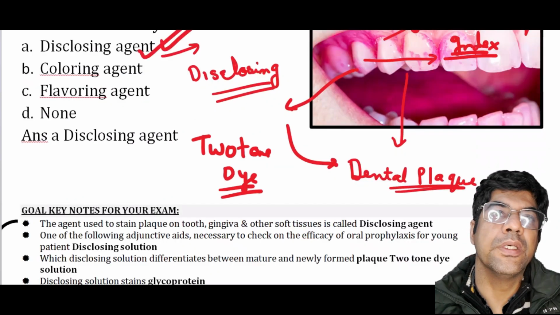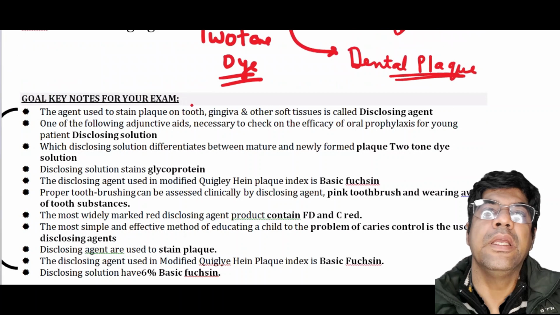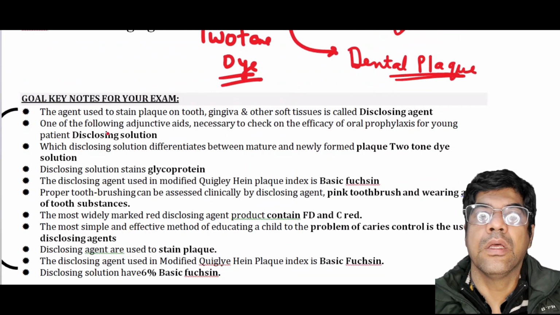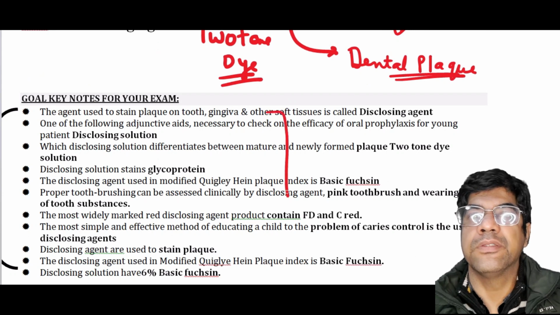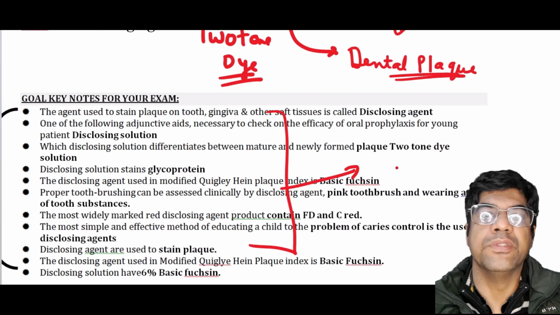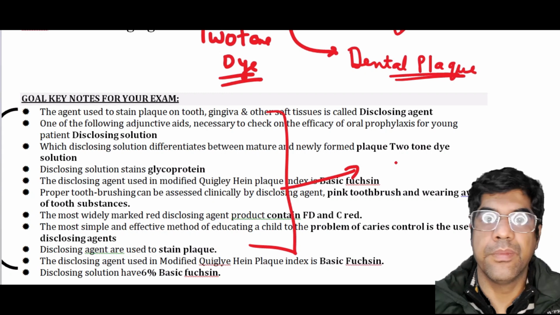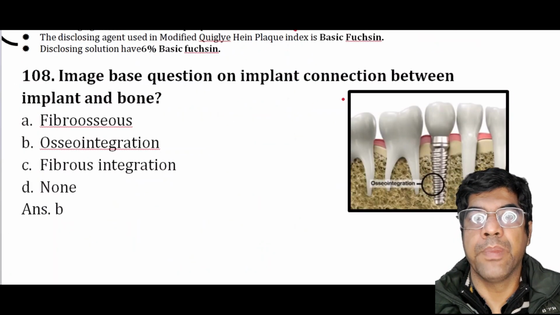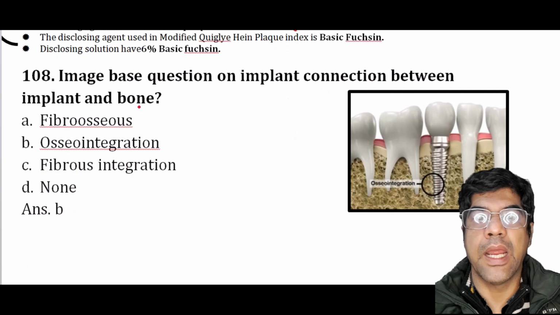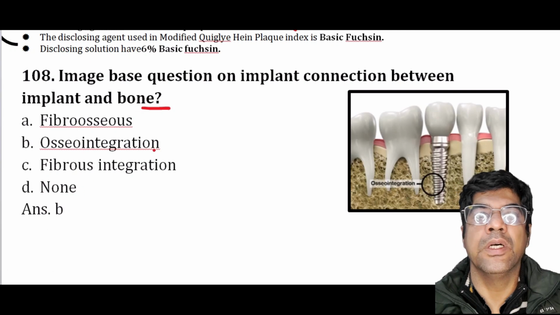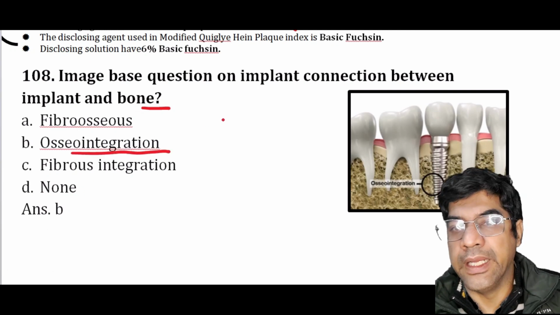Coming to the next question. So these are the key points that you have to remember for your entrance exam. Some questions have been asked previously in the NEET exam from disclosing solution. Just remember them. Coming to the next question, an image-based question on the implant connection between implant and bone. The connection between the implant and the bone is named osseointegration.